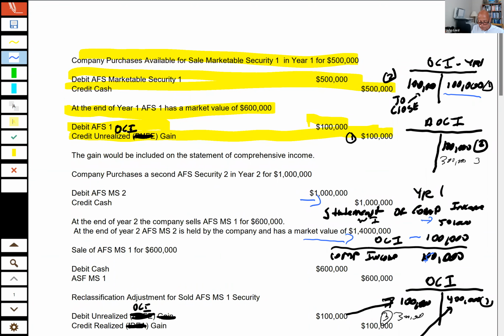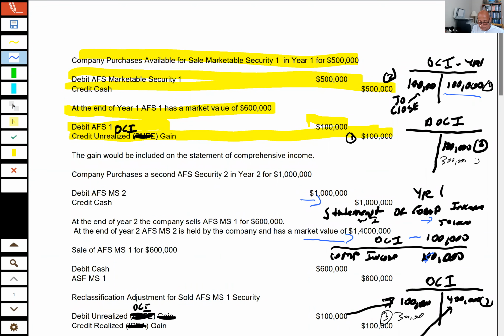And the beginning, changes in the accumulated other comprehensive income by component. Beginning balance was what? For our purposes, for the little example we had, the beginning balance was 100,000, wasn't it? That was for that available for sale security 1 that went from 500,000 to 600,000. So we would have started the year with 100,000. We would have had other comprehensive income before reclassifications would have been what? Would have been 400,000, right?